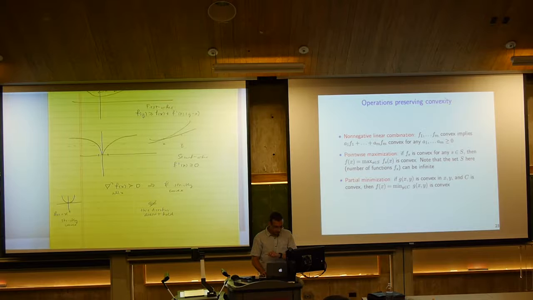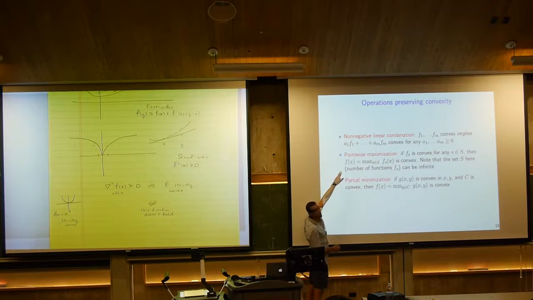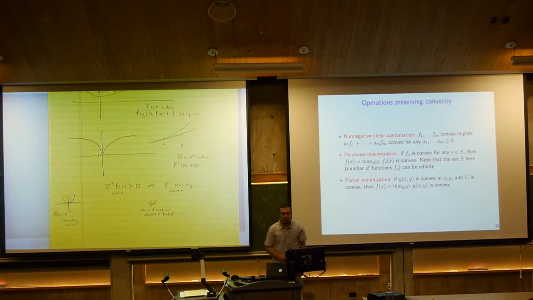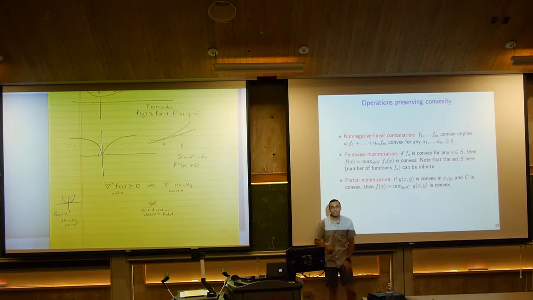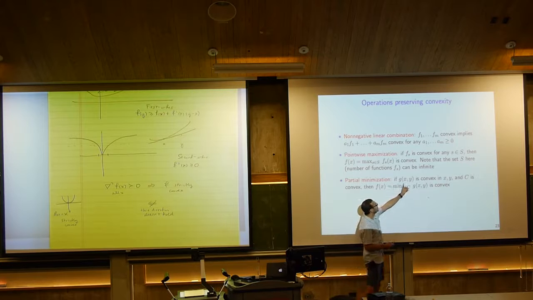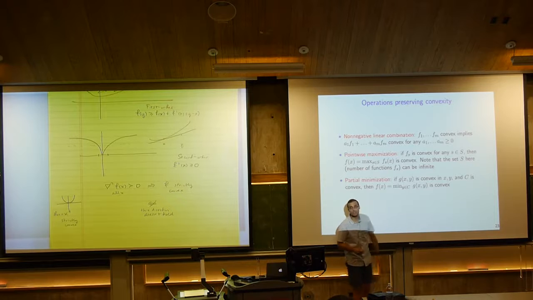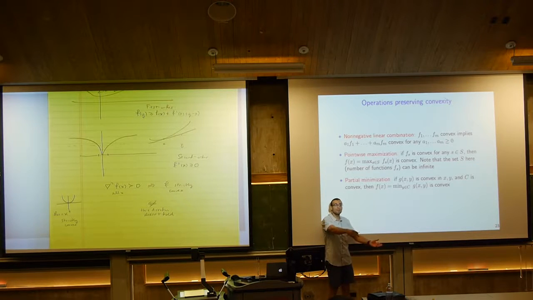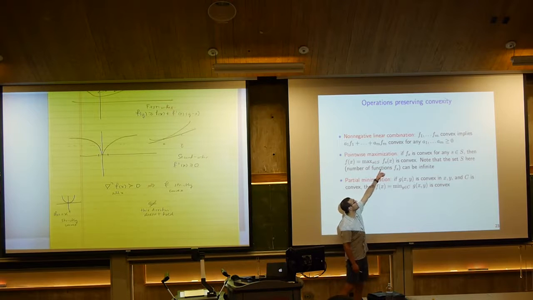We discussed these. Just to remind you, this one's kind of obvious: I can take non-negative linear combinations of convex functions and still get a convex function. These two are certainly much less obvious, especially this one. This one says that I can always maximize a bunch of convex functions in a pointwise fashion and get a convex function. And this one says that I can partially minimize a convex function if it's convex in two variables, as long as I'm minimizing, say, one variable over a convex set, the resulting function is convex.